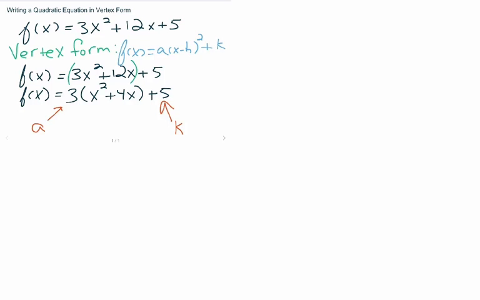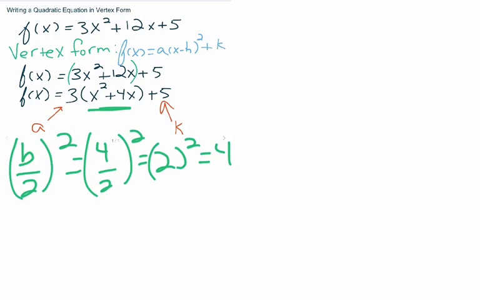Next, we need to complete the square on x squared plus 4x. We use the formula b divided by 2 squared, where b is 4. And then working that out, we see that we get a constant value, 4.